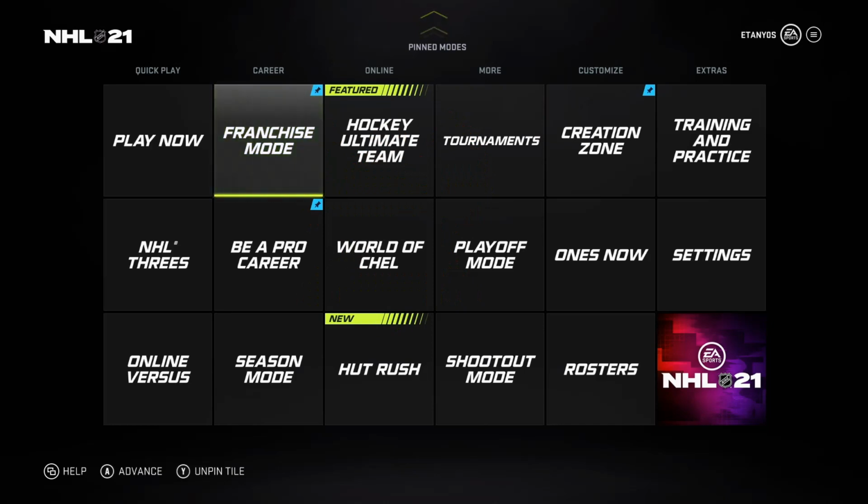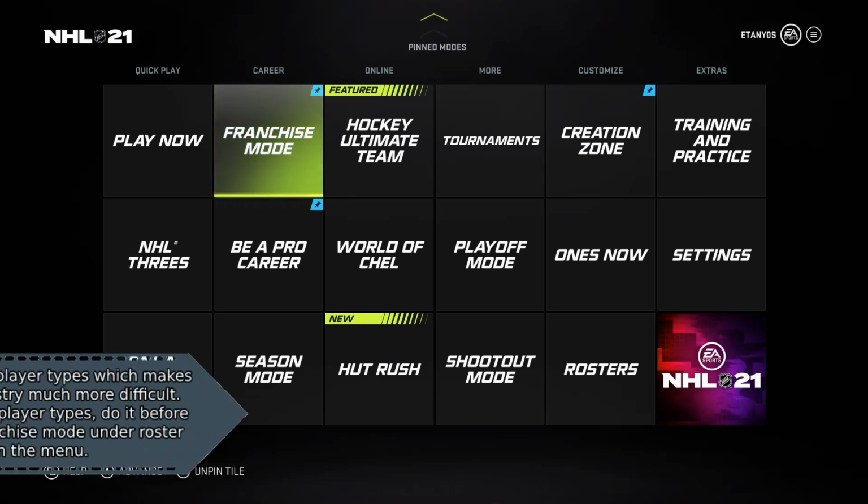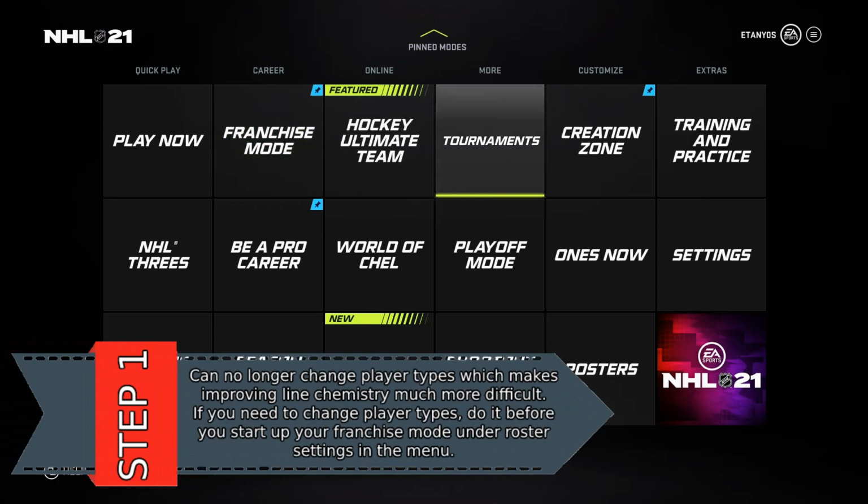So today, guys, we are going to break down about 8 steps to making sure that your line chemistry is set up as good as it possibly can be for NHL 21. As you can see, I'm not even in a franchise mode save yet. The reason being is that step 1 of this process is that you can no longer change player types, which makes improving your line chemistry extremely difficult now that you cannot change player types in save.